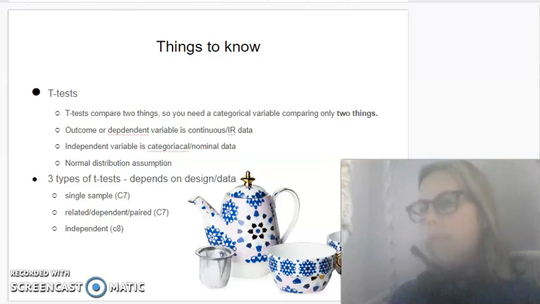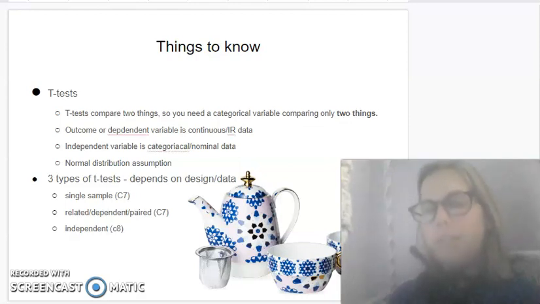When we're thinking about these, again, there's 3 different T-tests. Chapter 7 discusses the single sample T-test and the related or dependent or paired T-test. Those are all 3 different names for the same T-test. And then in Chapter 8, we talk about the independent T-test.